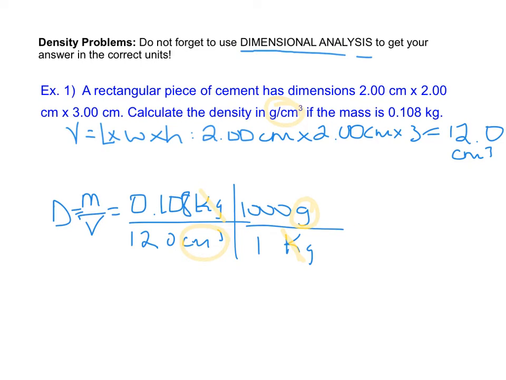So once we do the math, we're going to take 0.108 kilograms times 1,000 divided by 12, we're going to get 9. Now, that's not the right number of sig figs. If we go back to the problem, we have 3 sig figs in our numbers, so we need to add 0.00 after our 9 to get 3 sig figs, and the units are going to be grams per centimeter cubed.